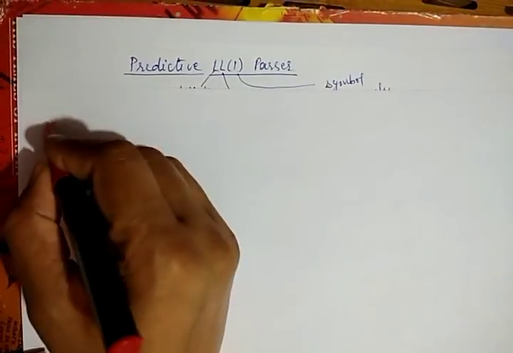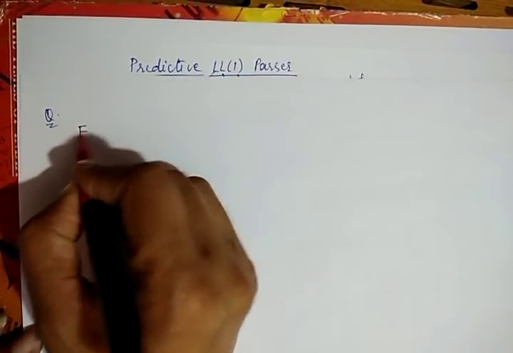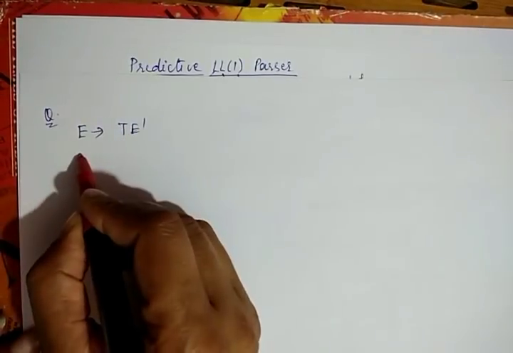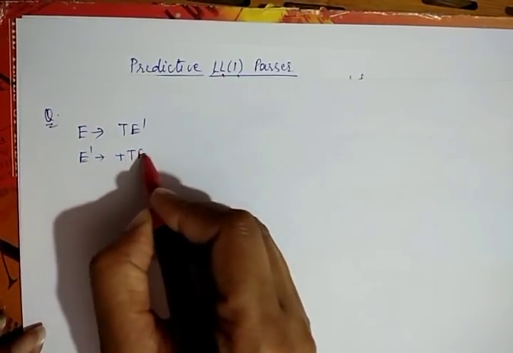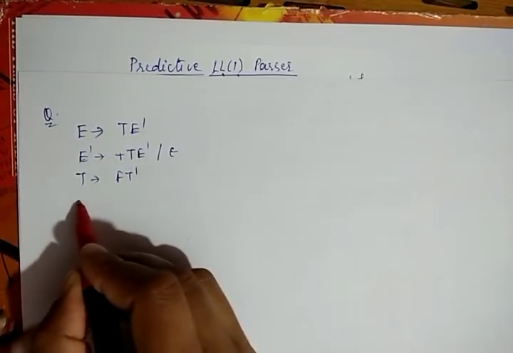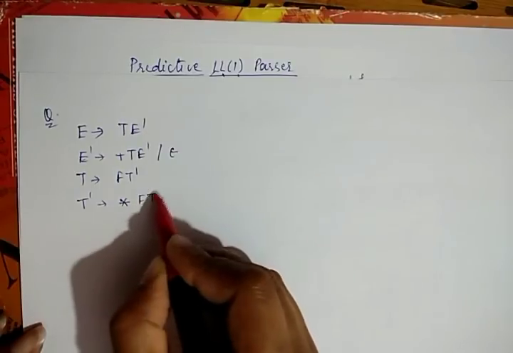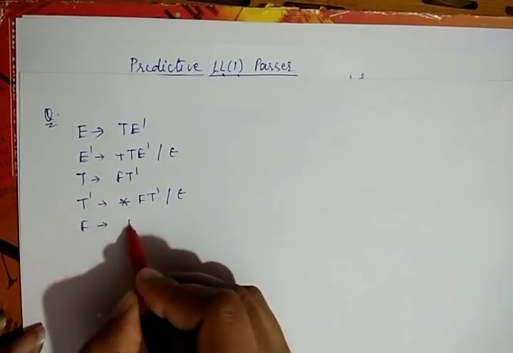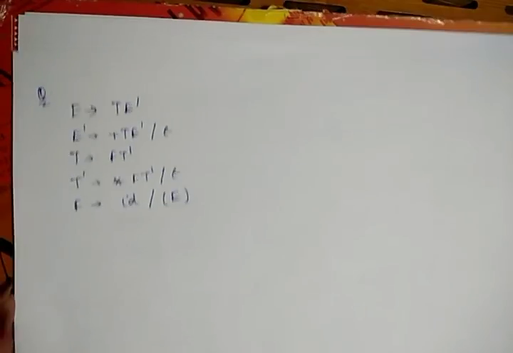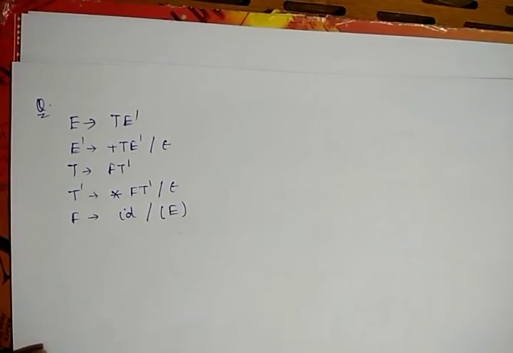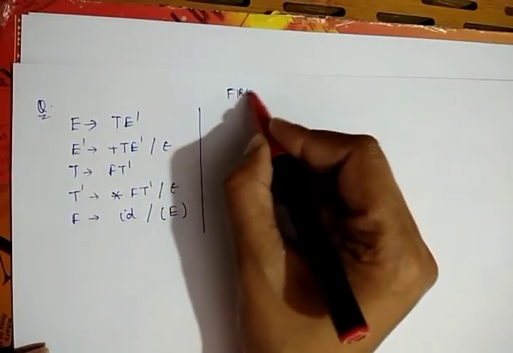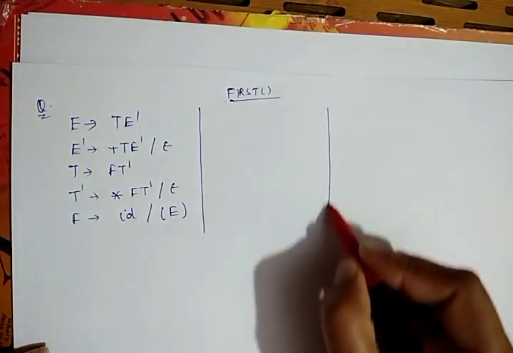So the first example: the question is that we have the production rules E derives T E dash, E dash derives plus T E dash or epsilon, T derives F T dash, T dash derives star F T dash or epsilon, and F derives ID or open brace E close brace. For this particular grammar, we are now going to compute the first function and follow function, or you can say the leading function and trailing function. So here we write the first function, and then we compute the follow function.